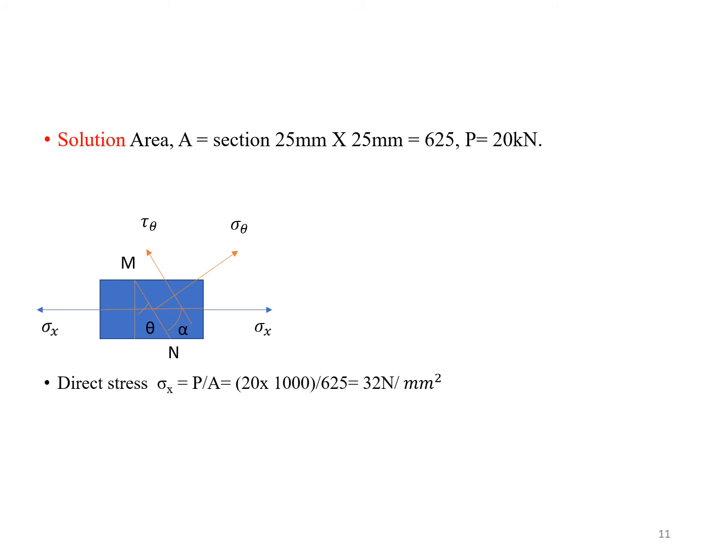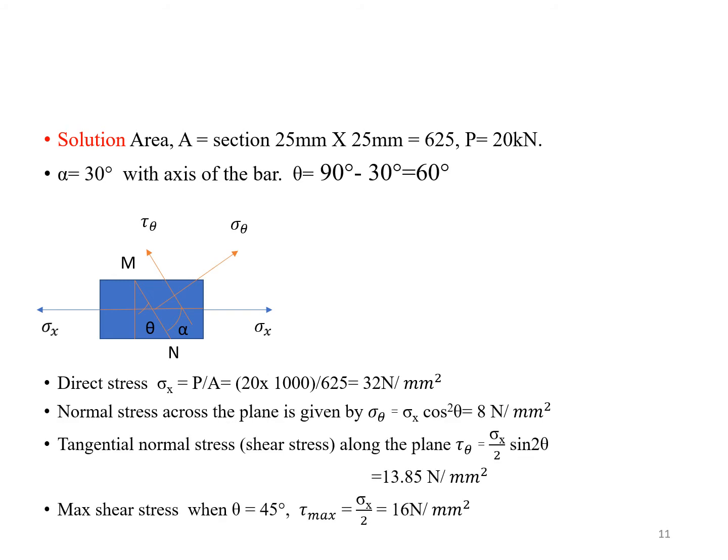Coming to the solution for this problem, area is 25 into 25 millimeters, so 625 square millimeters. Axial pull P is 20 kilonewtons. So direct stress sigma x is P by A. P is 20 kilonewtons, area is 625, so it comes out to be 32 Newton per millimeter square. And the other data required for the next part is alpha. Alpha is 30 degrees with the axis of the bar, so theta comes out to be 90 minus 30, which is 60 degrees.